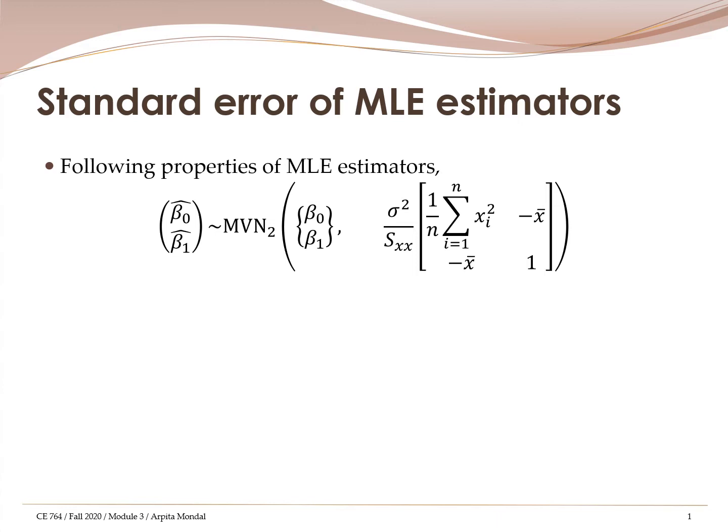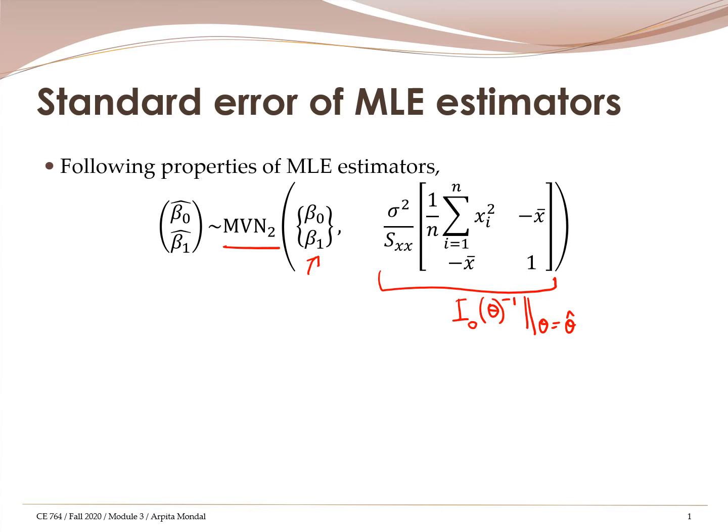So if you recall, maximum likelihood estimators are multivariate normal with the mean being equal to the true parameters, and the variance covariance matrix is given by the inverse of the Fisher information matrix. But we do not know the Fisher information matrix, and therefore we replace it with the observed information matrix and the inverse of that, and that is evaluated at the MLE estimators. So evaluated at theta equal to theta hat, in this case beta naught hat and beta 1 hat, right?